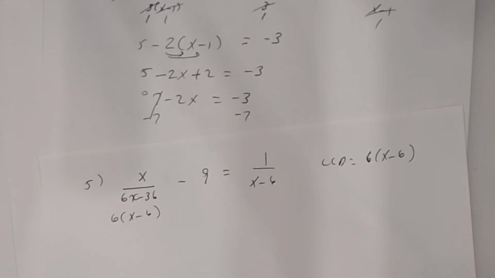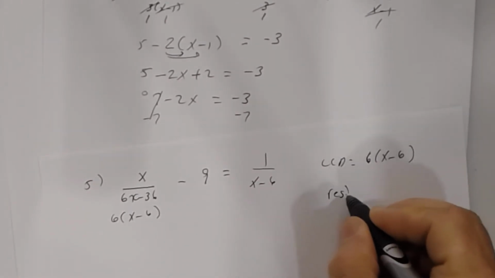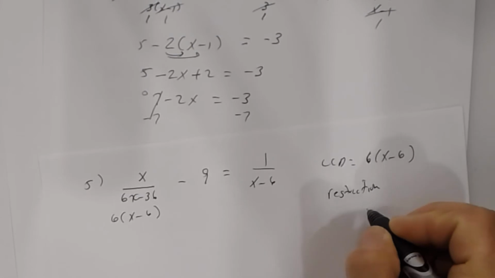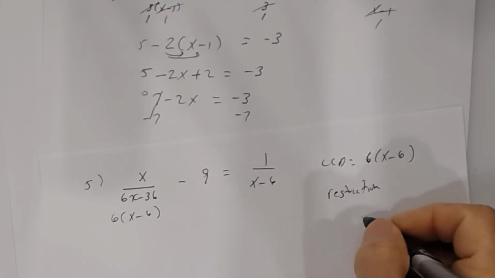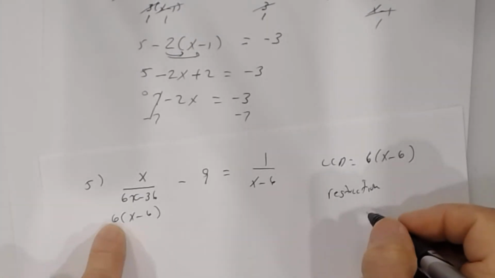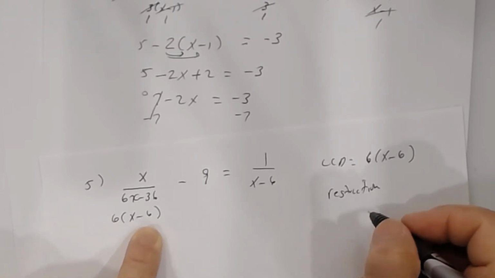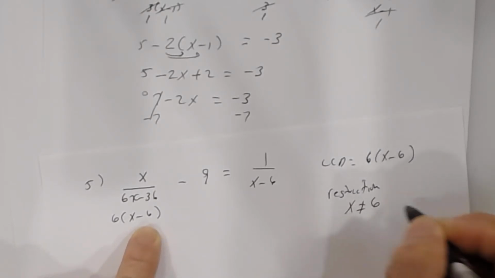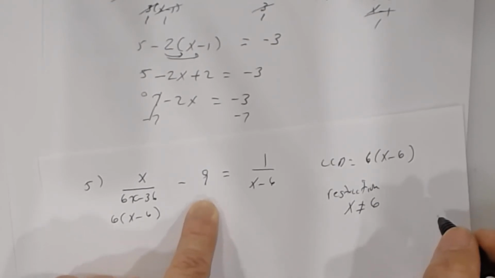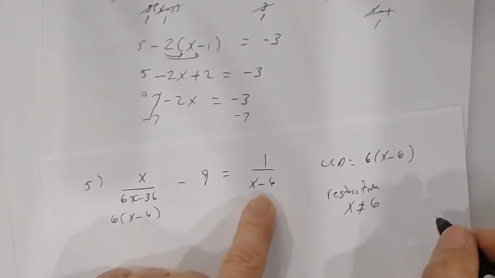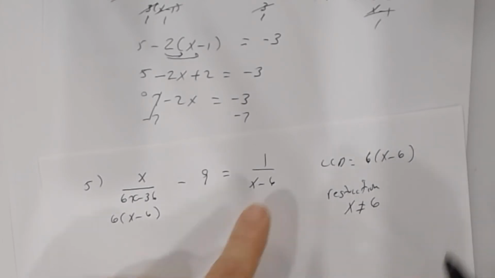What's the restriction? So let's talk about the restriction now. What do you think it is, just out of curiosity? X can't be what? 6. So if you look at your factors, my first factor is a 6, right? Is that ever going to be 0? No. My next factor is x minus 6. Is that going to be 0? When x is what? Positive 6. The next one's a 1. The next one's x minus 6. When would that be 0? Positive 6. So there's how many restrictions? Just 1. All right. Okay, so once you find your LCD, once you find your restriction, what's the next step?